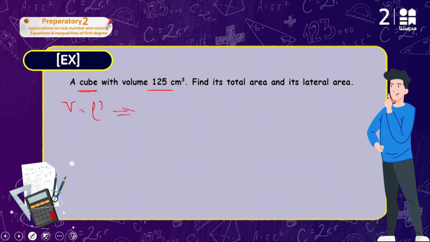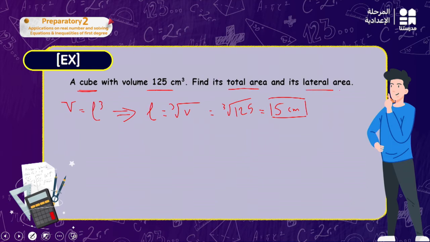So if you want to find the side length, it will be the cube root of the volume. Is it clear? Cube root of 125. So it will be 5 centimeters. This is the side length. Is it clear? Now it asks about the total area and lateral area.